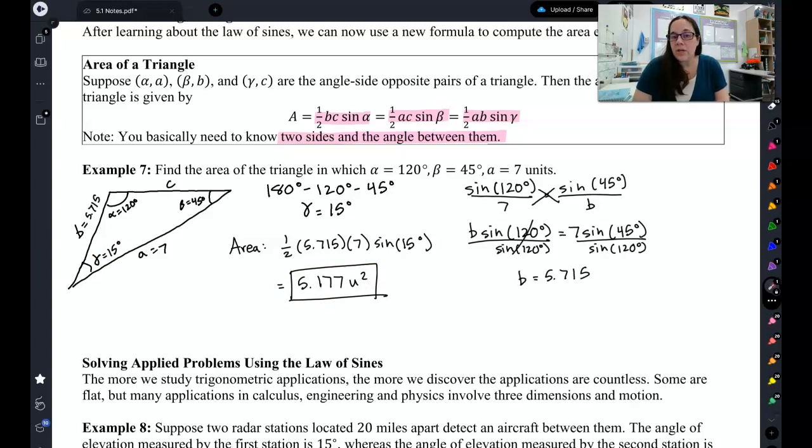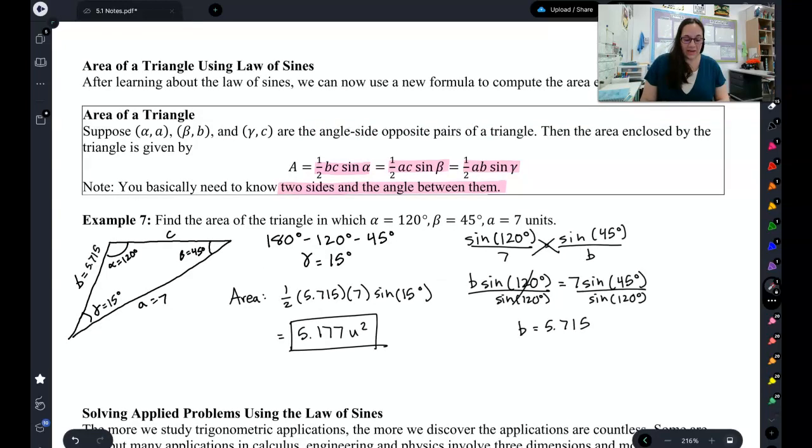Notice I did units squared because this is area, so whatever you're measuring in centimeters, feet, meters, miles, whatever it is, will be squared because area is a two-dimensional measurement. So that is how we use our new formula for area of a triangle and the law of sines to solve for the area inside of a triangle.